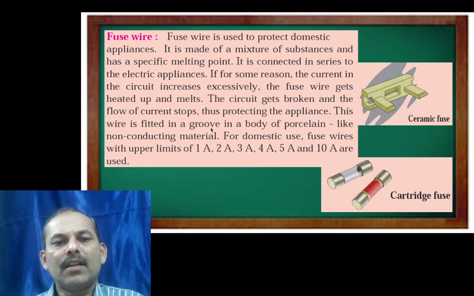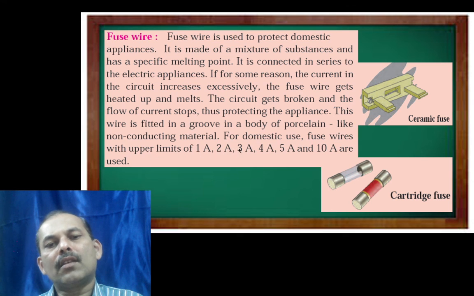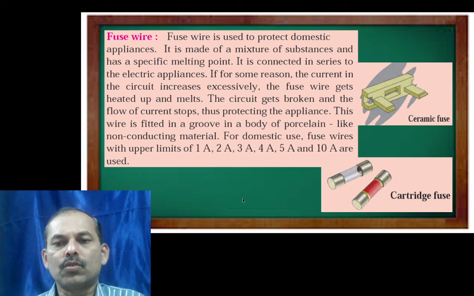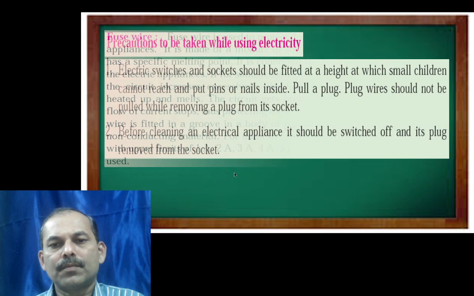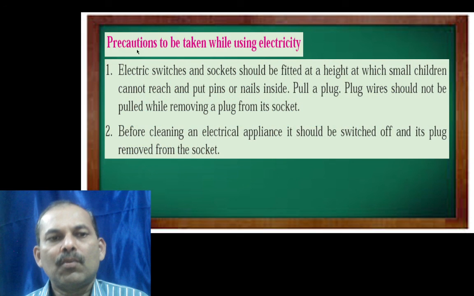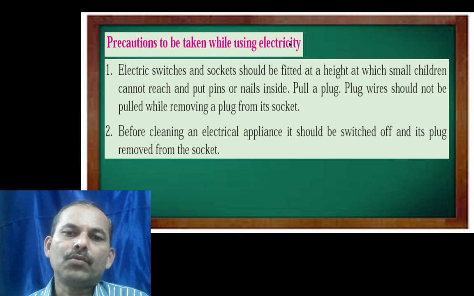This wire is fitted in a groove in a body of porcelain-like non-conductive material. For domestic use, fuse wires with upper limits of 1 ampere, 2 ampere, 3 ampere, 4 ampere, 5 ampere and 10 amperes are used. These are the diagrams of fuses, that is ceramic fuse and this is cartridge fuse. We will see about precautions to be taken while using electricity.